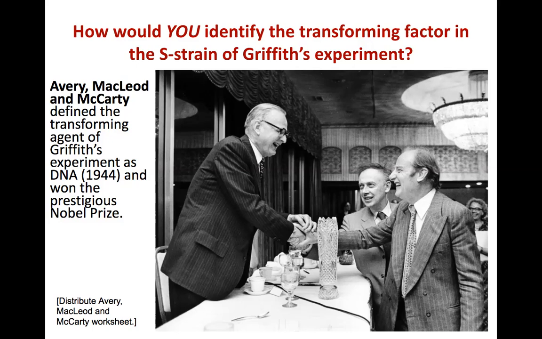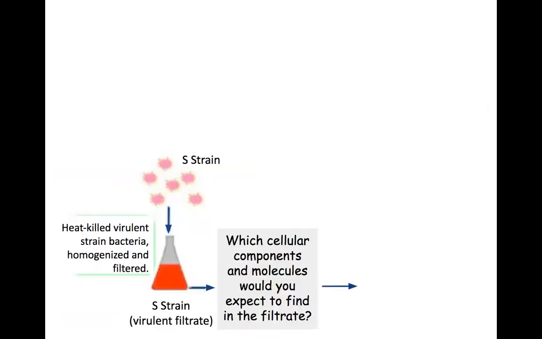Now, Avery, MacLeod, and McCarty were the team of three scientists that figured out the transformation factor that led to Griffith's observations. And they actually won the Nobel Prize in 1944 for the discovery that they made. Let's take a look at how this would work.